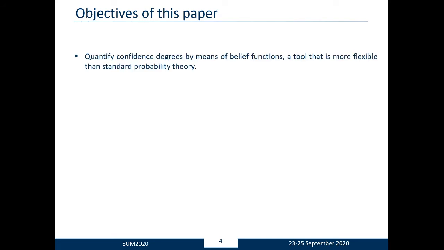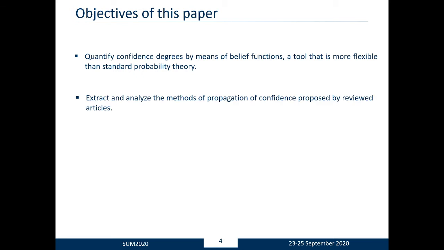To address this issue, we fixed 3 objectives. The first is to quantify confidence degree by using belief function theory, which is more appropriate than the standard probability theory used, for example, in a belief Bayesian network. The second objective is to extract and analyze the methods of propagation of confidence proposed in the articles that we have selected. And the final objective is to suggest a method of propagation based on our analysis.